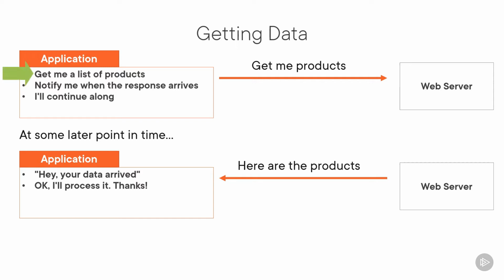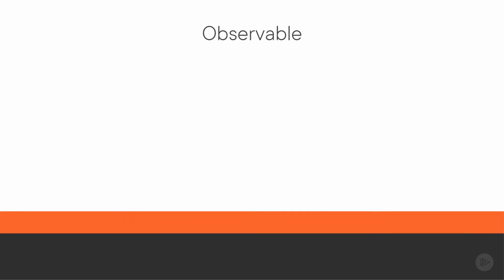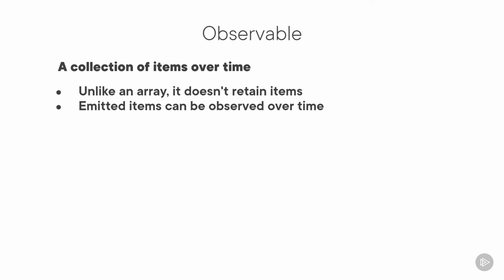In Angular, we issue the GET request using HTTP. But what do we use to set up the notifications? That's where RxJS observable sequences come in. An observable sequence, sometimes called an observable stream, or just an observable, is a collection of items over time. So it's a collection, but unlike an array, it doesn't retain items. Rather, the emitted items can be observed over time.